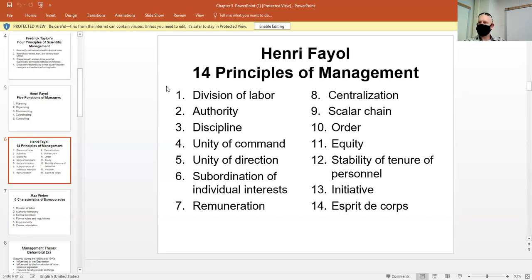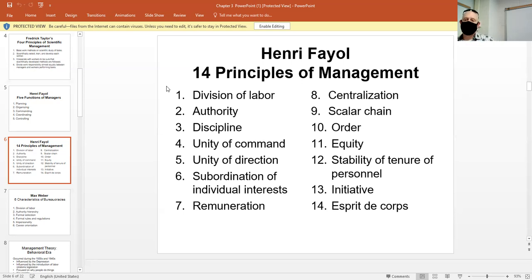Equity. You need to have equity if you are in a management role. That's like what we talked about before. You're handing out things fairly to each other. The pay scale is fair. There was a time in this country where pay for the same job wasn't the same for everybody. It's a lot better now as far as fairness.